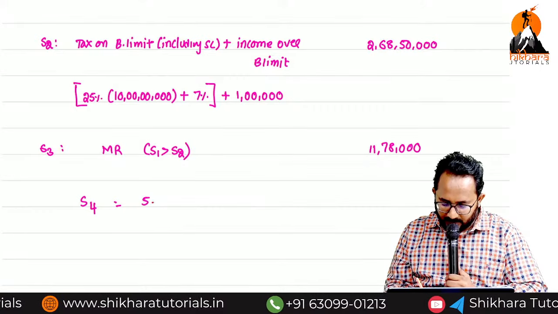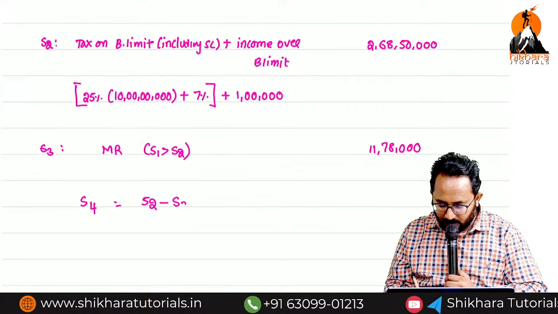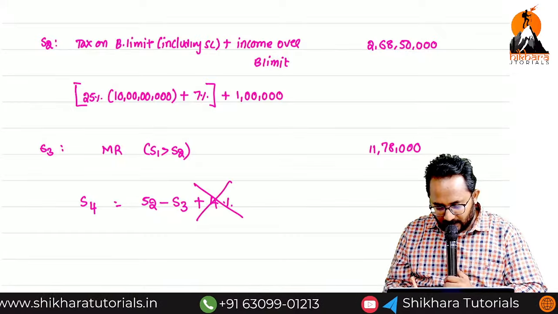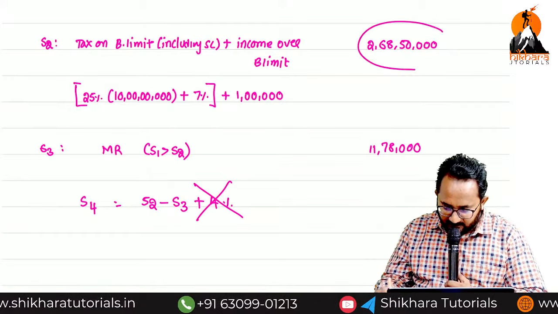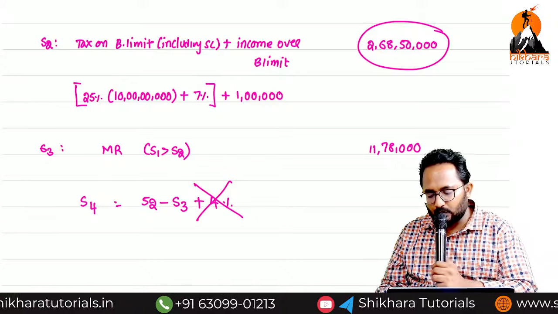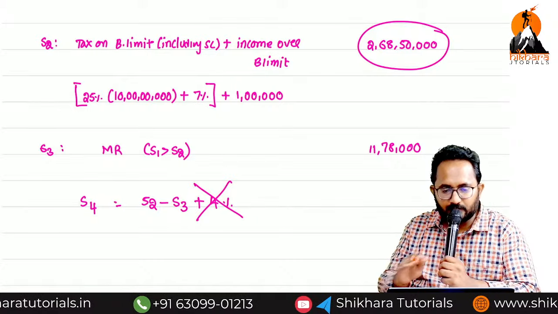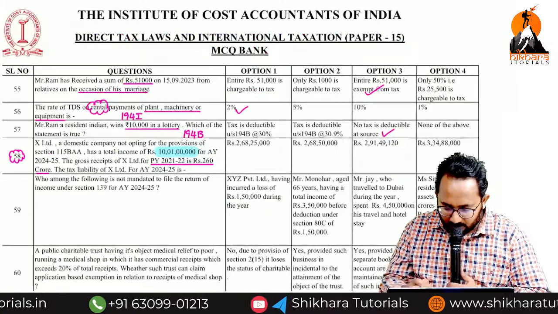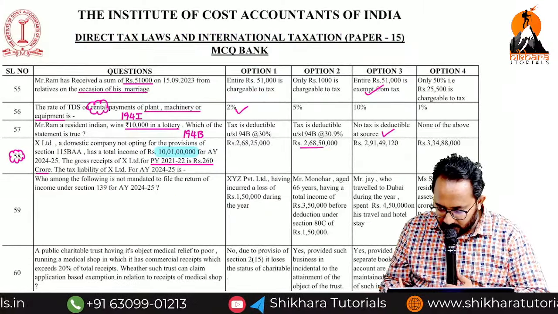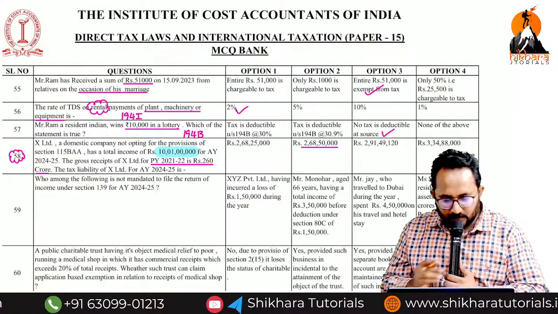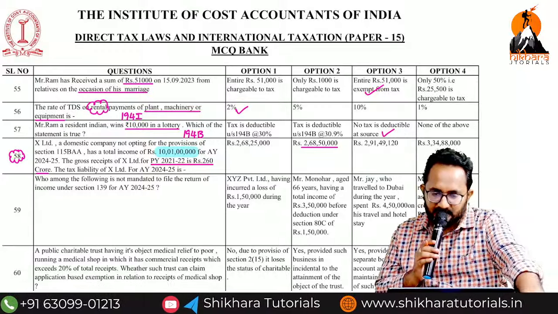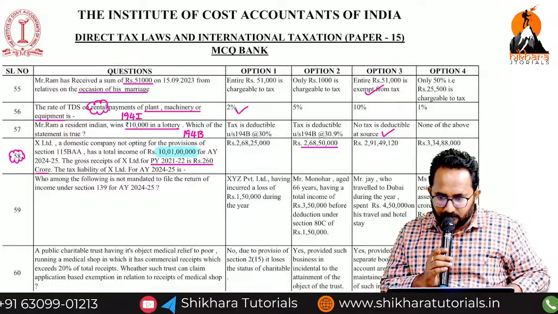Step 4, tax liability. Step 2 plus step 3, plus health and education cess. But without adding health and education cess, they have given the answer 2 crore 68 lakh 50,000. If you add health and education cess, there is no matching answer, so we go with the same option, without adding health and education cess. This is only the tax liability. Understood?